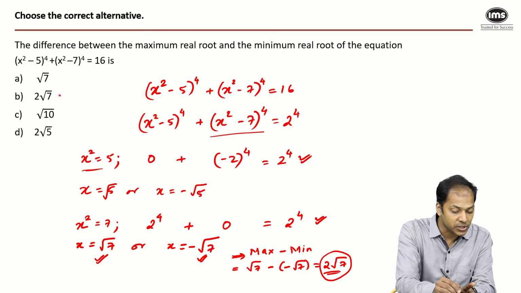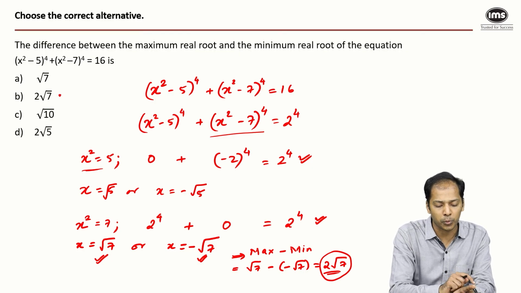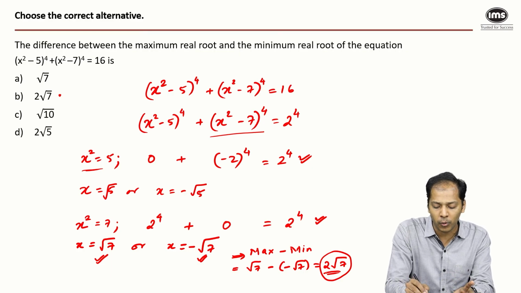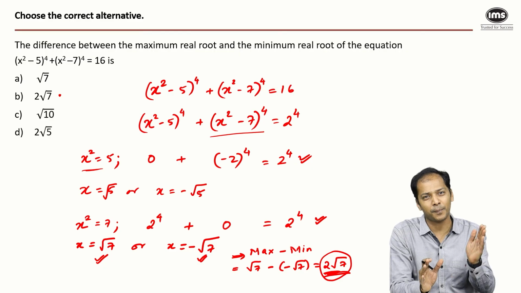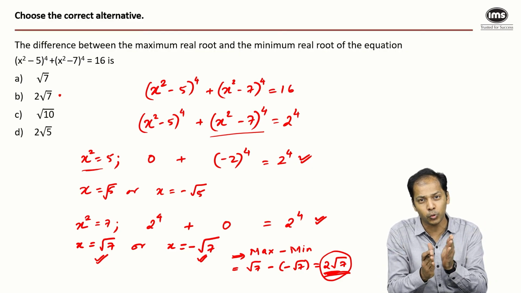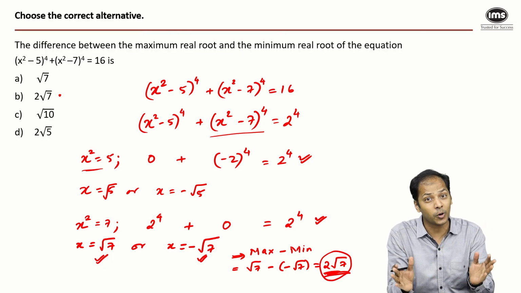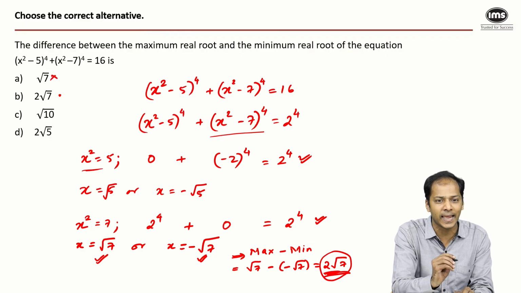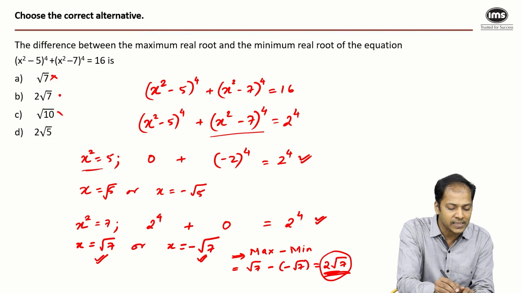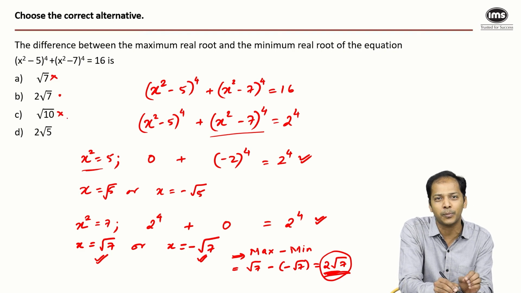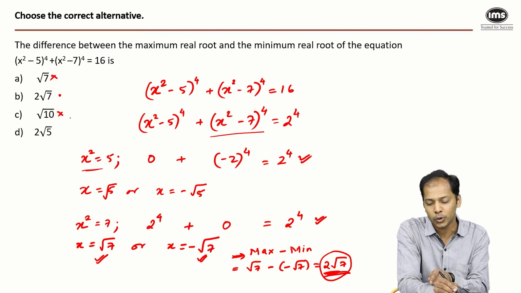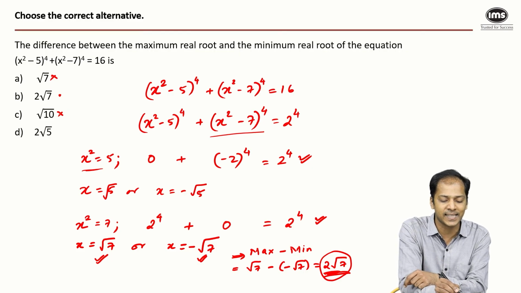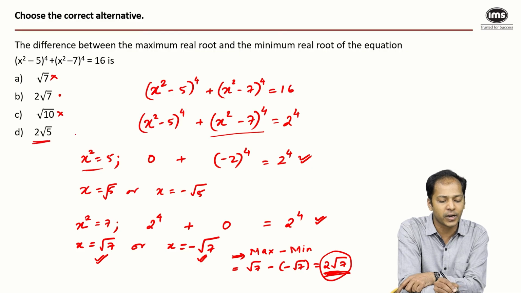So that is there in the options, okay? But if I look at the other options, √7 is less than 2√7. If I have already found the difference between the maximum value and the minimum value to be 2√7, the answer cannot be less than that. So therefore, √7 is definitely eliminated. √10 is definitely eliminated because √10 is 3 point something and 2√7 would be 2 times 2 point something. So this is less than 2√7.